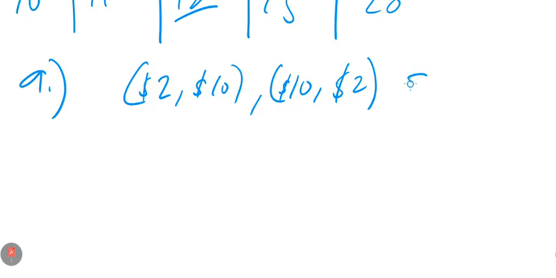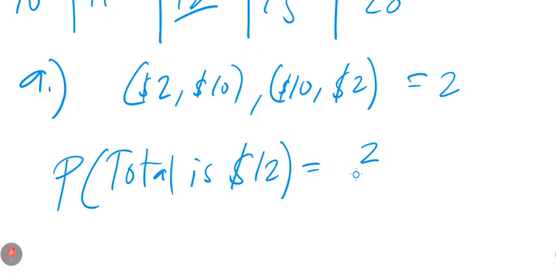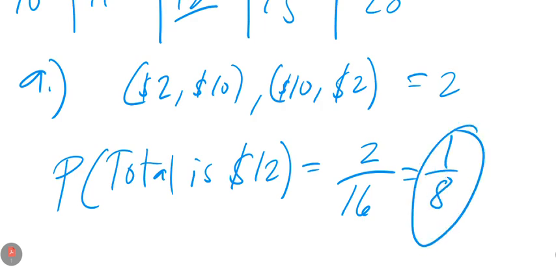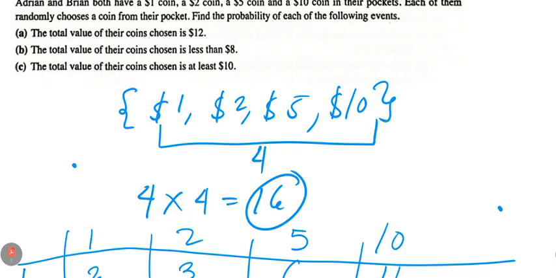Now, since there are two of those, let's write out the probability. The total is $12, in which we have 2 out of 16. We can transform this into the lowest term, so that's 1 out of 8. That's the answer for number 1. Now, looking at the second one, it states that the total value of the coins chosen is less than $8.